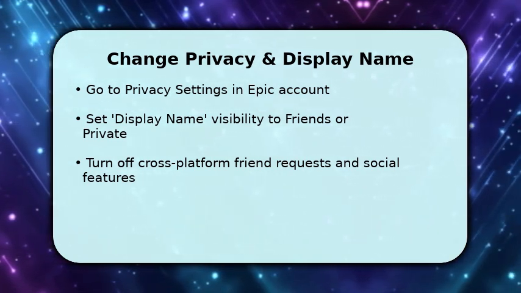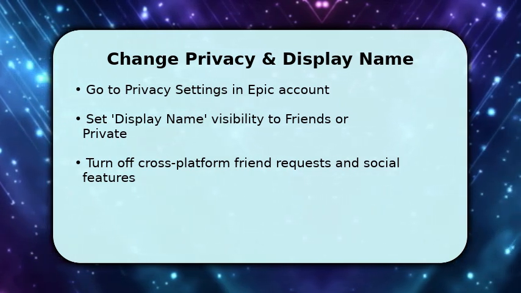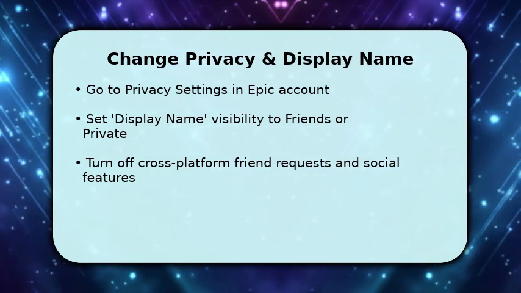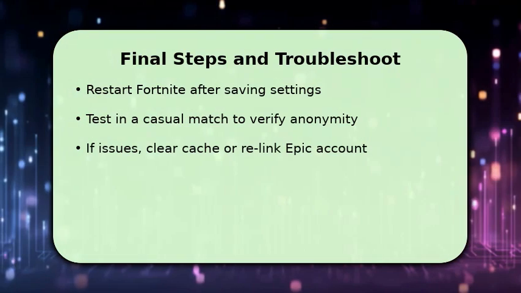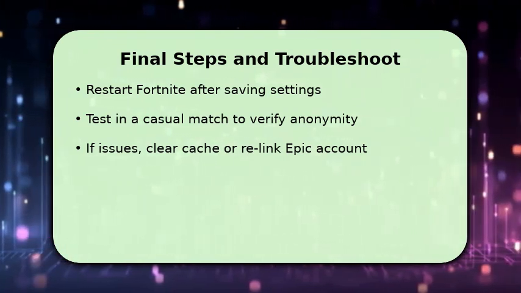Once done, confirm save changes and log out, then back in on the Switch. This forces Fortnite to refresh account data and apply the new anonymous settings immediately. Finish by restarting Fortnite and the Nintendo Switch so all privacy updates take effect.